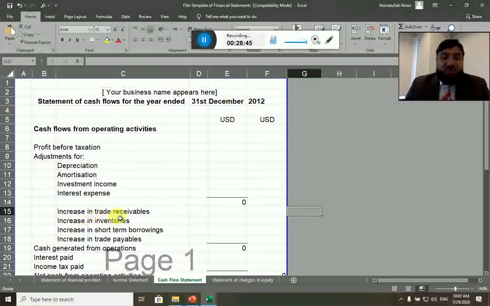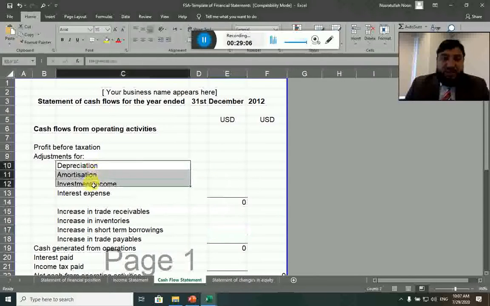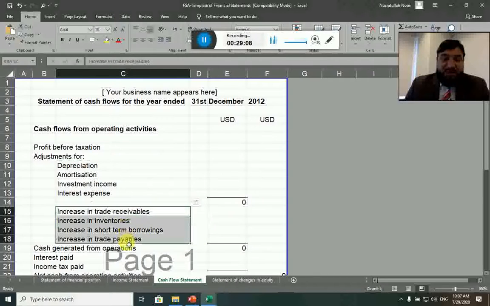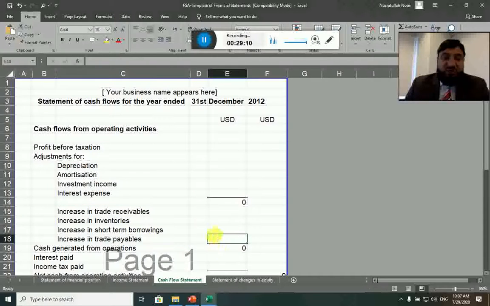So these are increase in trade receivables, increase in inventory, short-term borrowings. This is the money which does not belong to us. We'll have to pay it back. That's why here we have to deduct it. These are added and these are deducted, right? And trade payables.